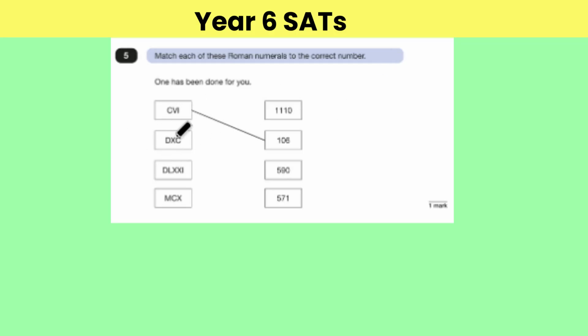So D, X, C, D is 500, X is 10, C is 100. The 10 is before the hundreds, that means 10 subtracted from 100, which is 90. So 590. The D is 500, the L is 50, and then we've got 10 tens. We've got 550 plus 10 plus 10 plus 1, that's 571. And then your M is 1,000, your C is 100, and your X is a 10, so 1,110.